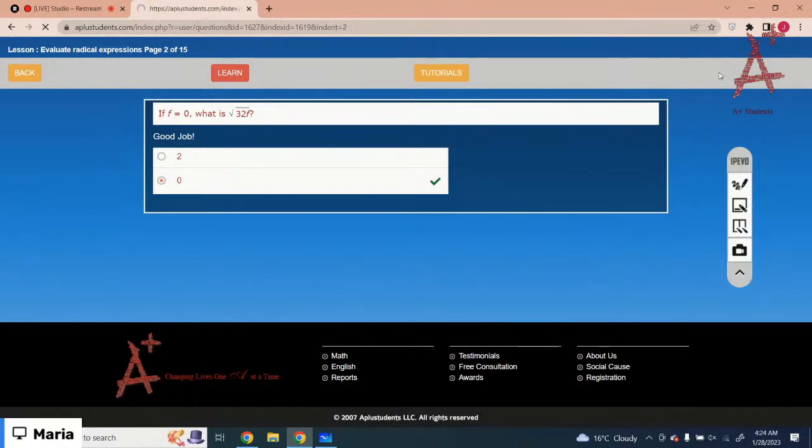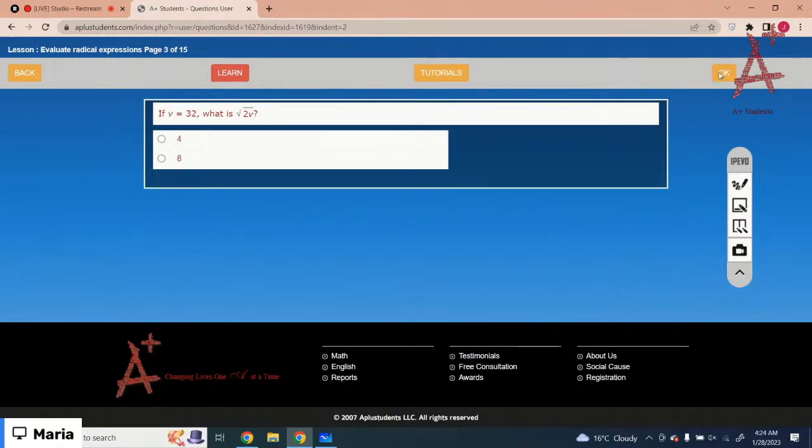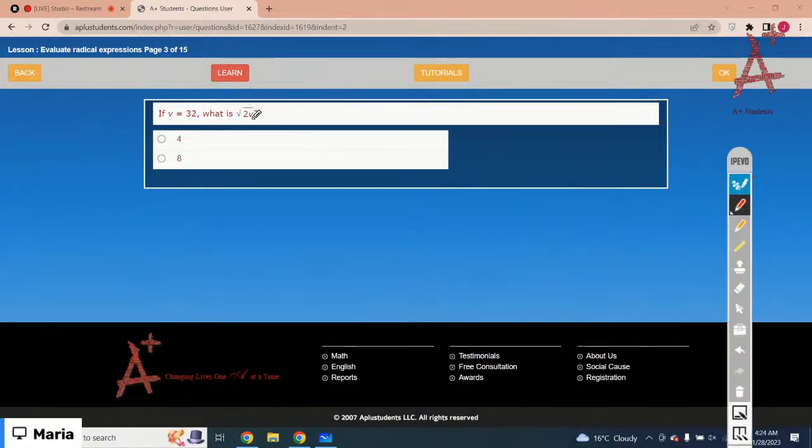Very good. Okay, the next one is if v equals 32, what is the value of square root 2v? So just replace the variable v with the value. The value of v is 32. It would be 2 times 32. Got it? 2 times 32 is 64. So you can write 64 as 8 times 8. That means it is 8 squared. The square and square root cancel out so that you are left with 8. That means square root 2v, if v equals 32, has the value 8. Got it? The correct option is 8. Just select the correct option and click on the OK button.